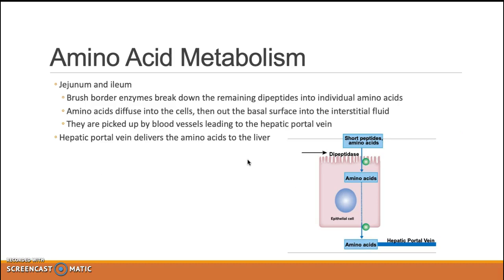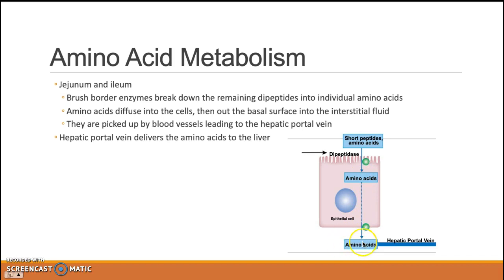As this chyme then leaves the duodenum, it goes into the rest of the small intestine, the jejunum and ileum. Most of the absorption of nutrients occurs in the jejunum. And the final step here is going to be taking place by these brush border enzymes. So here we have a cell of our jejunum with microvilli on the top, and there are some enzymes located on the microvilli, dipeptidase, that are going to break down the remaining dipeptides into individual amino acids. These amino acids are going to be absorbed through diffusion into the cell. Then they are going to diffuse out through the rest of the cell.